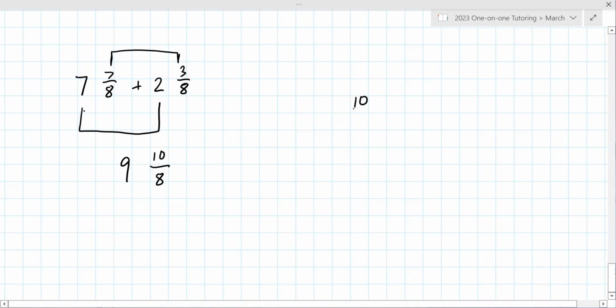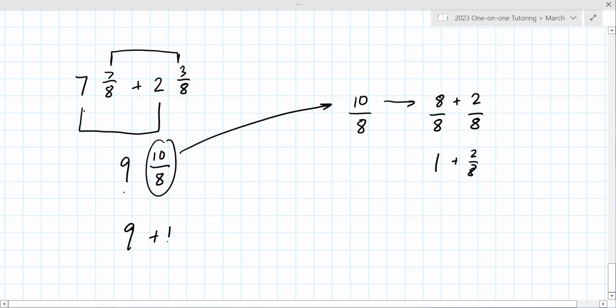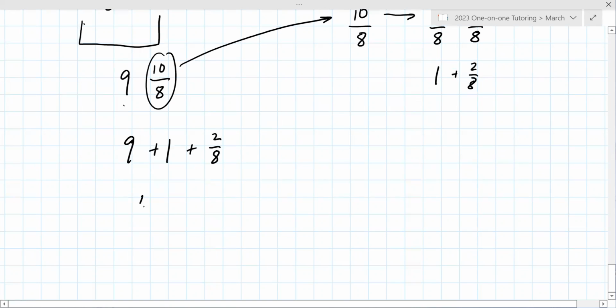Yeah. So we have to come over here, we have to split it apart here. So 10 becomes 8 plus 2. And then 8, you're gonna divide both of those by 8. What does 8 divided by 8 become? 1. Okay, so you're gonna come back here. This 10 over 8 we worked down over here. So it's really 9 plus the 1 plus the 2 over 8. What does that become? 10 and 2 over 8.